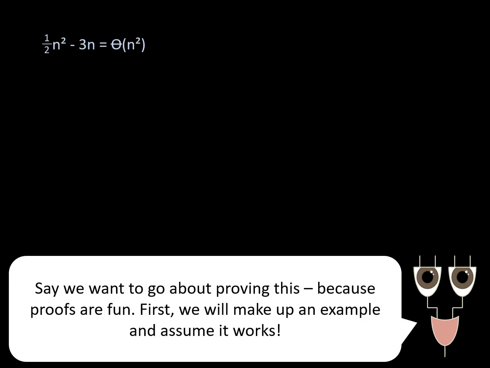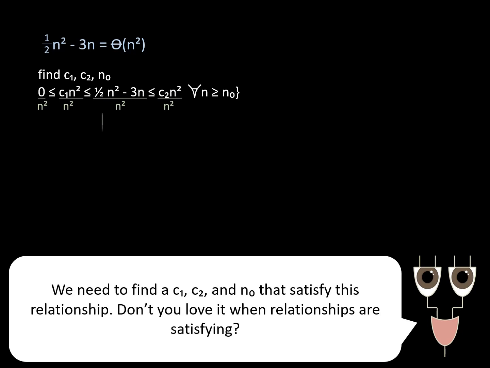Say we want to go about proving this, because proofs are fun. First, we will make up an example and assume it works. We need to find a c1, c2, and n sub 0 that satisfy this relationship. Don't you love it when relationships are satisfying?